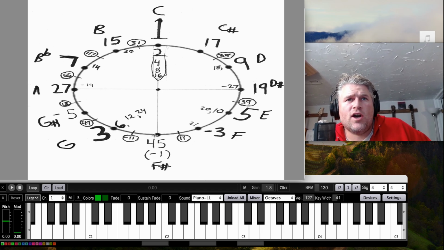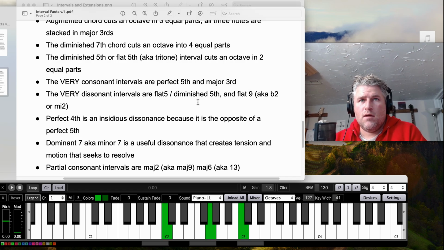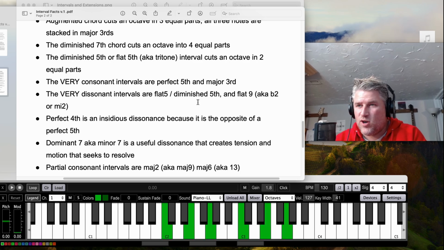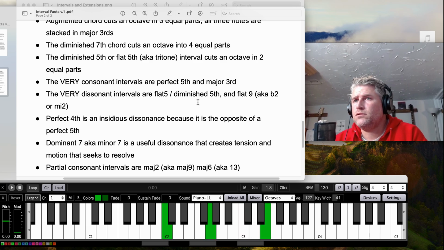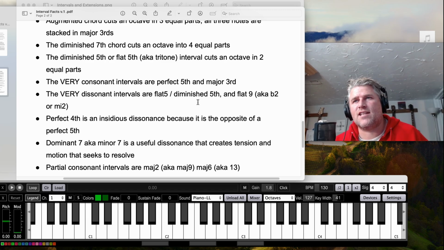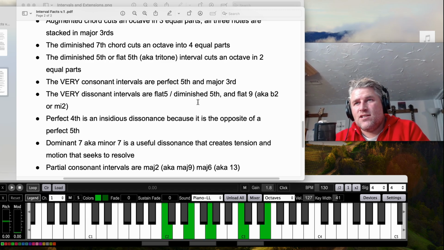The very consonant intervals are octave, unison, perfect fifth, and then the major third, although I will have a caveat that the major third in this tuning system is a little out of tune. It's sharp in this tuning, whereas in the harmonic series it's 14 cents flatter, and good singers will actually ignore this note and adjust.